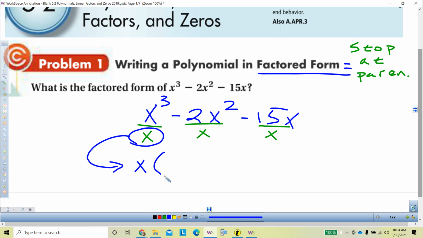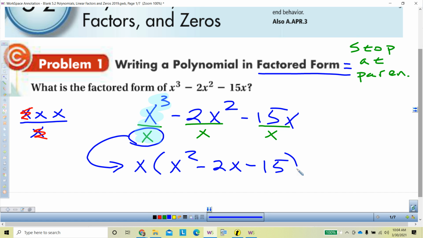And then I envision just thinking about that fraction right there. If this helps you, you can envision the x cubed as 3 x's. The x below is just a single x. And if you're trying to figure out what you have left, that's why we just have x squared left in the parentheses. Each exponent from the numerator just becomes 1 less as we divide it out, so minus 2x. The x's cancel on the last one, minus 15.